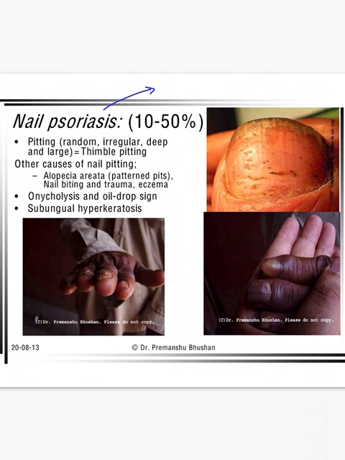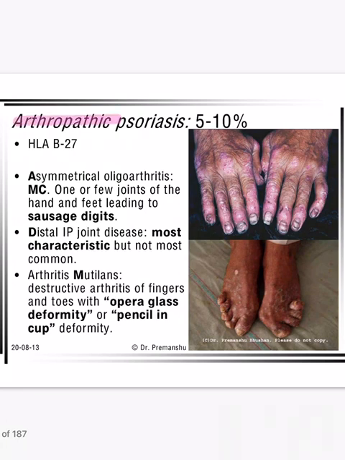Okay. Now coming on to nail psoriasis. I said nails are involved, and the most common finding is pitting of the nail. But the pathognomonic finding is the oil drop sign, guys. See, pitting, random irregular pits, guys. Okay. Onycholysis and oil drop sign positive, guys. And it shows subungual hyperkeratosis.